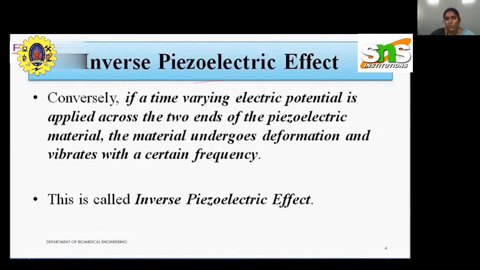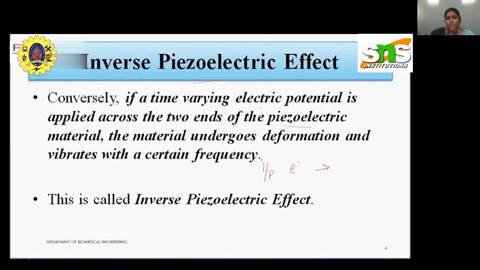One, by following the piezoelectric effect, it can convert mechanical energy into electrical energy. If we want any other application where you convert electrical energy into mechanical energy, you can use the same piezoelectric crystal, but it works under the inverse piezoelectric effect. Here, the input is electrical energy. You apply a time-varying electric potential across the two ends of the piezoelectric material.